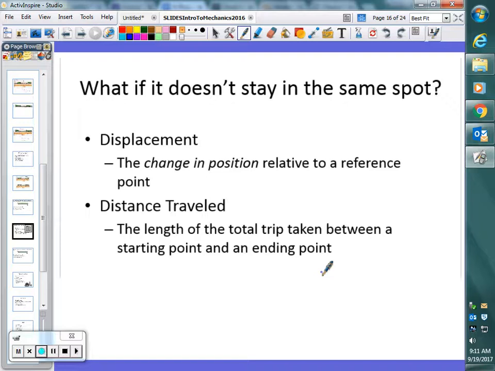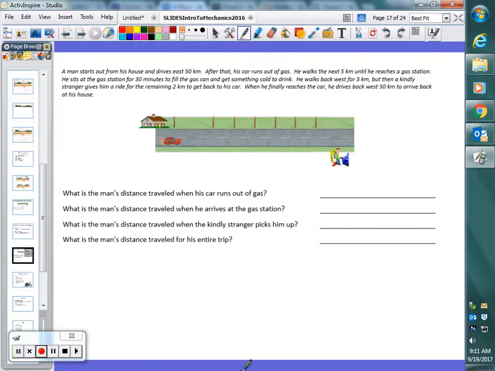But there's a little measurement device on your car that tracks your mileage, right? We call it the odometer. Does the odometer measure displacement? No. It's measuring what? Distance traveled. It takes into account the entire path that you go on for the whole day, right? So, if we revisit this situation, but now the 4 questions have changed. What is the man's distance traveled when his car runs out of gas? So take a minute, answer those 4 questions, then we'll come back and talk again. Go.